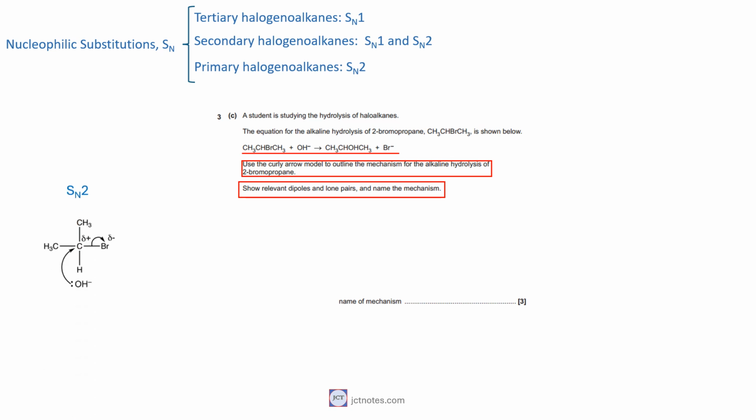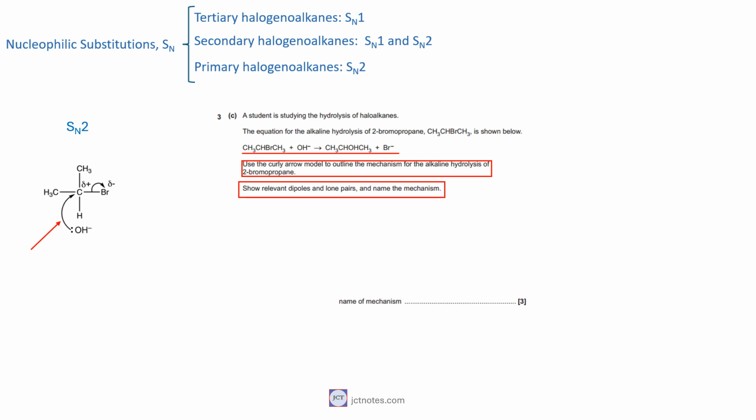For SN2, nucleophilic substitution reactions rely on the polarization of the carbon-halogen bond. This occurs because the halogen is more electronegative than the carbon atom, resulting in the carbon atom carrying a partial positive charge. Consequently, the electron pair in the carbon-halogen bond is pulled closer to the halogen atom. The hydroxide ion acts as a nucleophile and attacks the carbon atom bonded to the bromine.